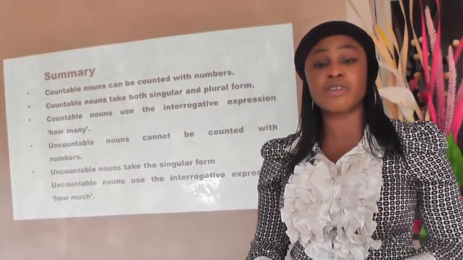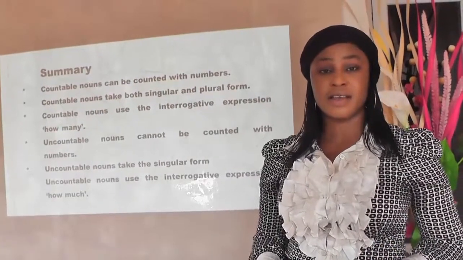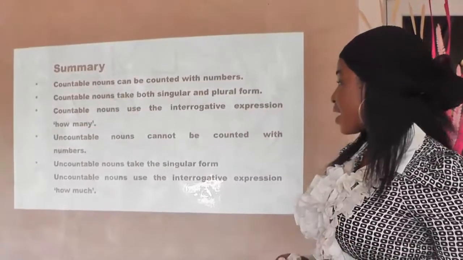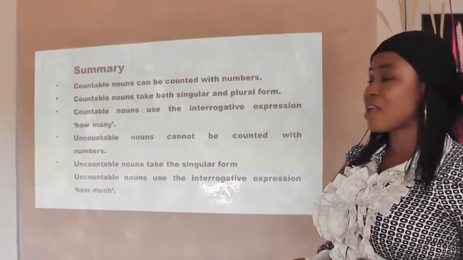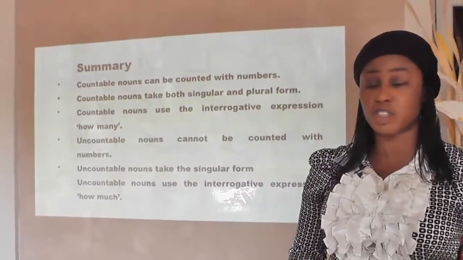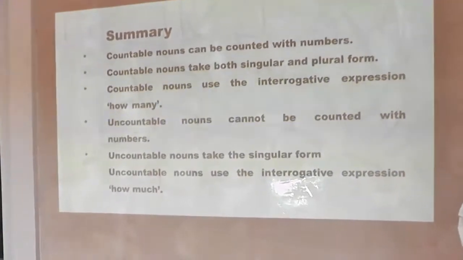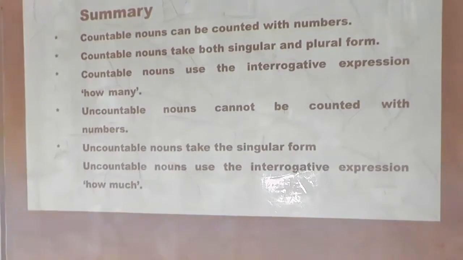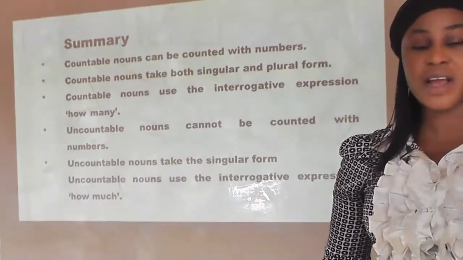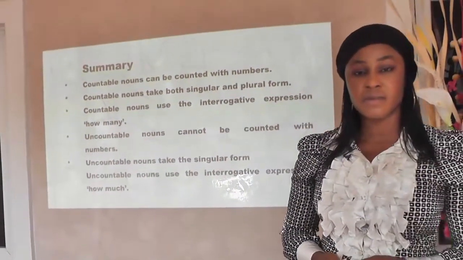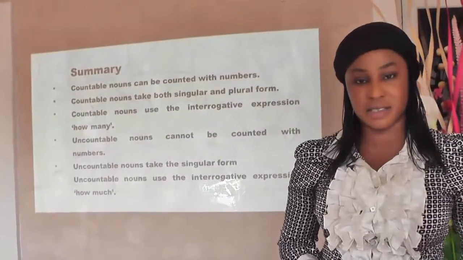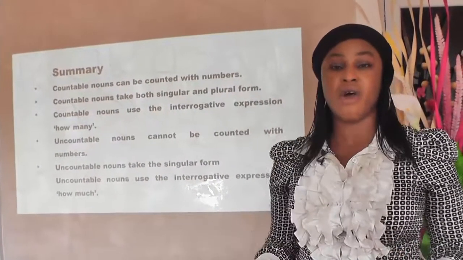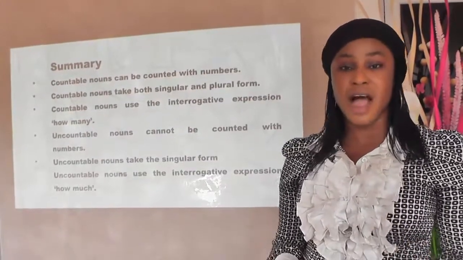How many students are in the class? Then you are expected to give the number of students in the class. So that is how countable nouns use the interrogative expression how many. Now let us look at uncountable nouns. Uncountable nouns cannot be counted with numbers. We cannot say informations. We can't say airs. We cannot say milks. All these cannot be counted.